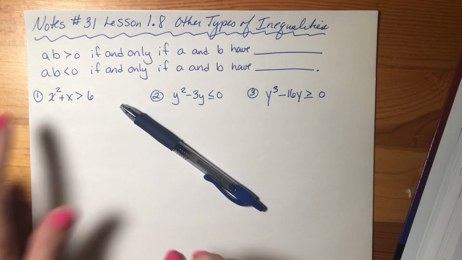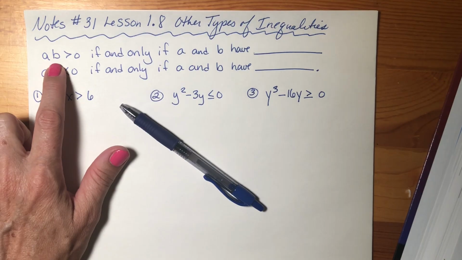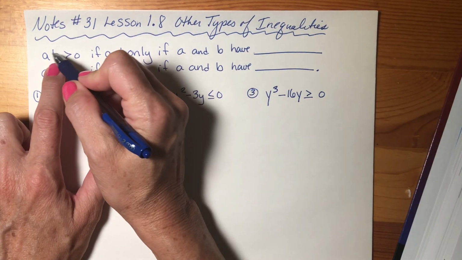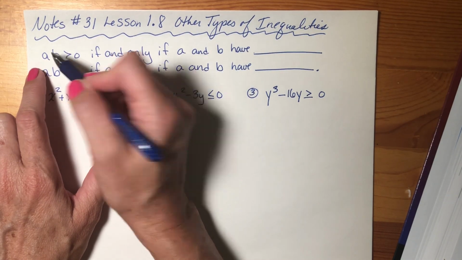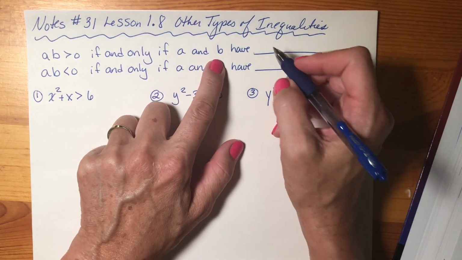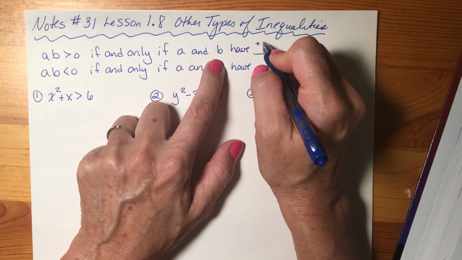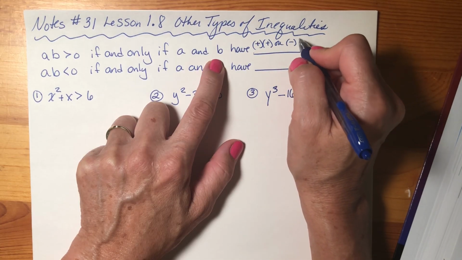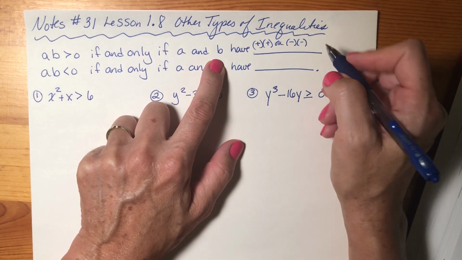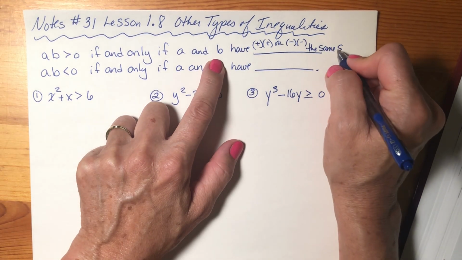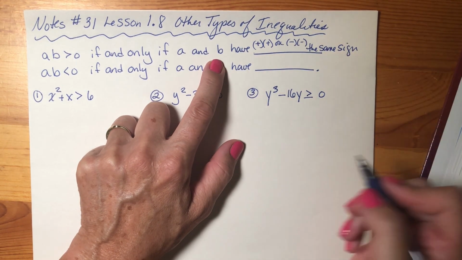Before we get started, I want you to think about a times b is greater than 0. If you know a times b is greater than 0, what has to be true? Well, you know that this would have to be positive, correct? So to get a positive, then a and b have to be either a positive times a positive, or it could be a negative times a negative, right? So we could say simply the same sign. They would have to have the same sign. Makes sense. We agree with that.